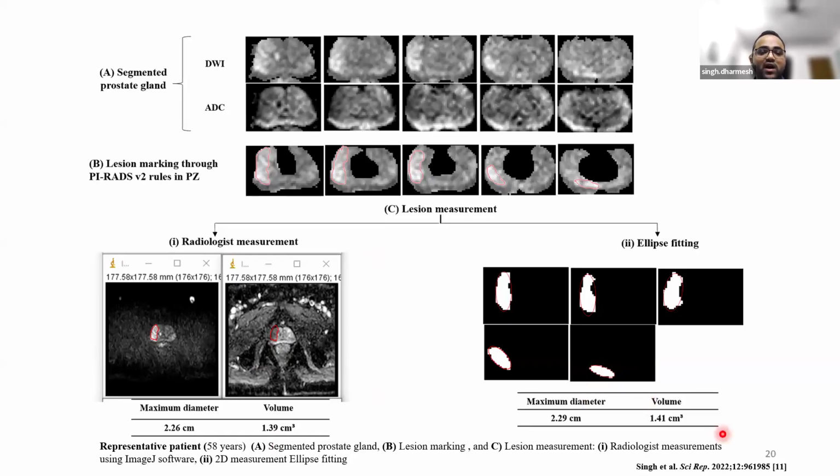Once the lesion is marked, the next step is PI-RADS version 2 assessment. So we have tumor volume and we have tumor diameter. We build a model based on these two features for the automated PI-RADS scoring. Based on the lesion size and imaging features, the system can assign the PI-RADS score. So here the role of AI is to provide an automated PI-RADS scoring system, which makes the reporting more standardized.